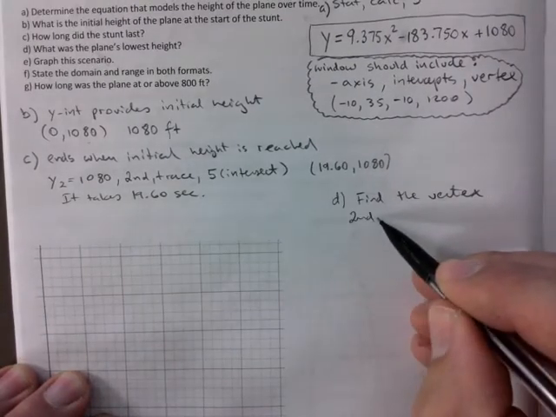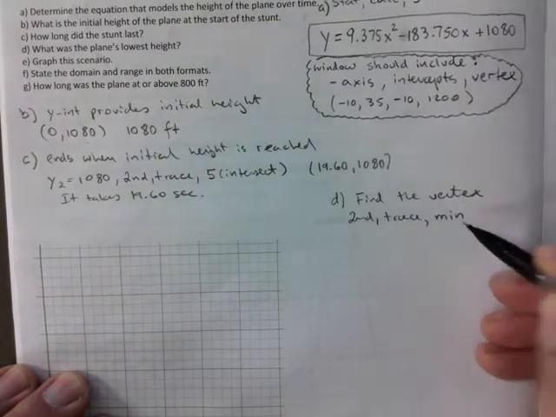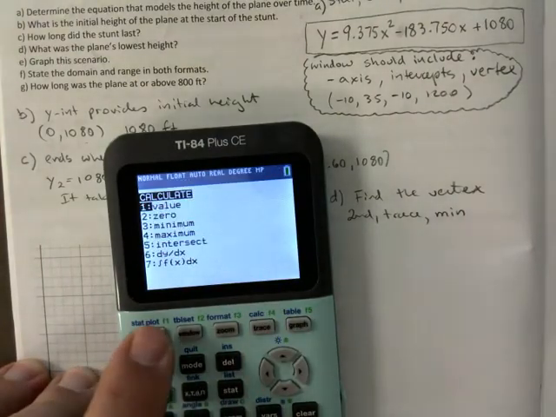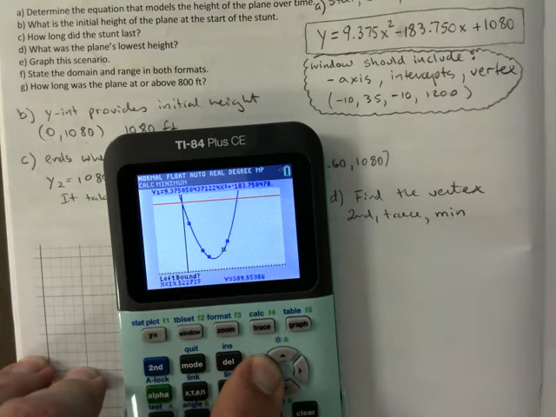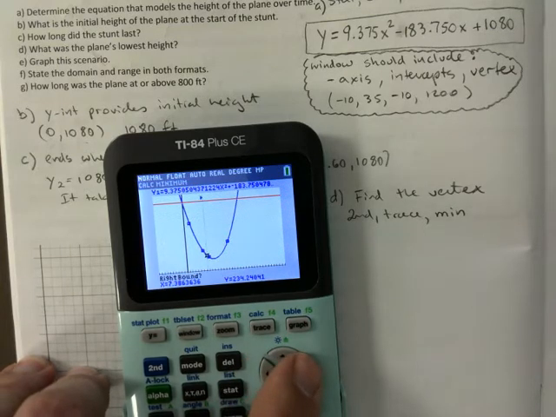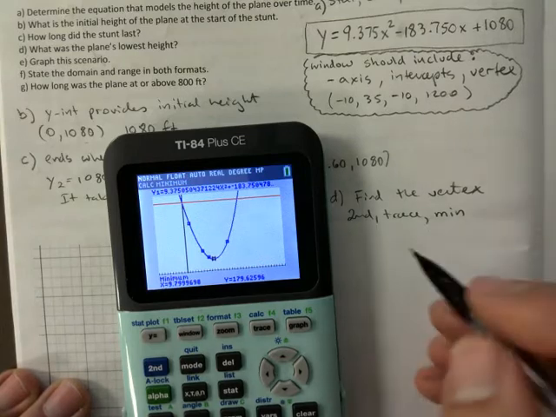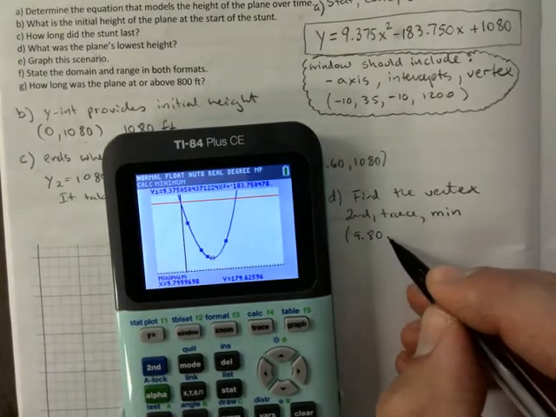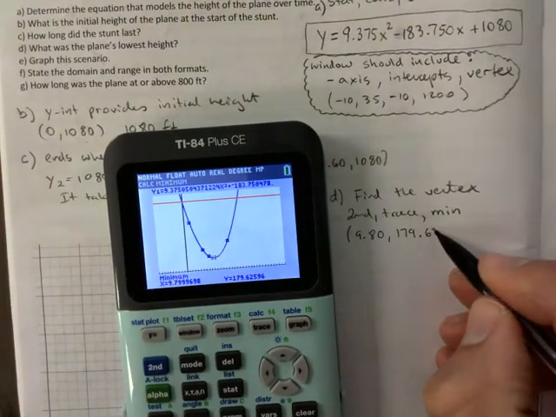So we're going to go second, trace. What is this? It's min, right? There's a min because it's pointing up. So second trace 3, okay? Enter. Go to the left of it, right? Then go to the right of it. Enter, enter. And that is, let me write this down, 9.799. So it's definitely 80. And the lowest height is 179.63.